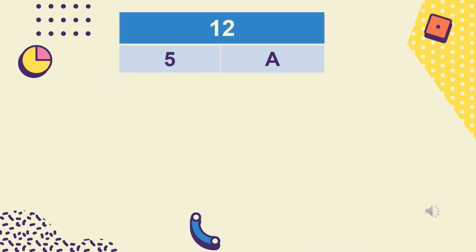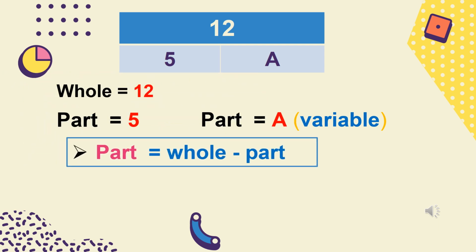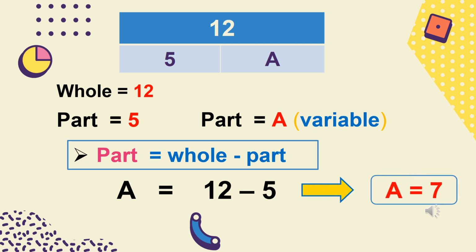In this bar model, whole equals 12, first part equals 5, the second part equals a. It's a variable, we need to find it. So our rule, we need to find a part, so we subtract. Part equals whole minus part. So a equals 12 minus 5. So the value of a equals 7.